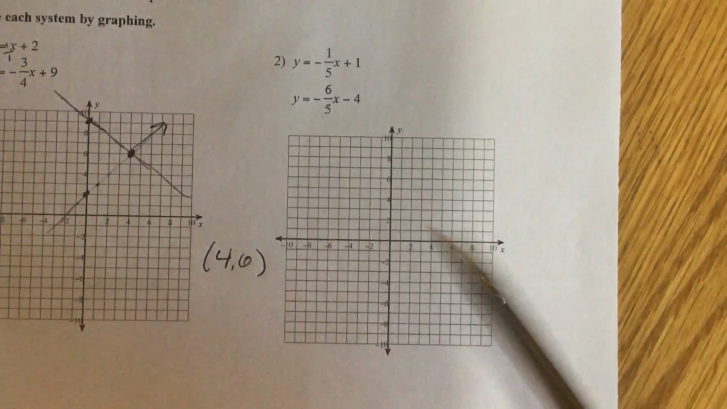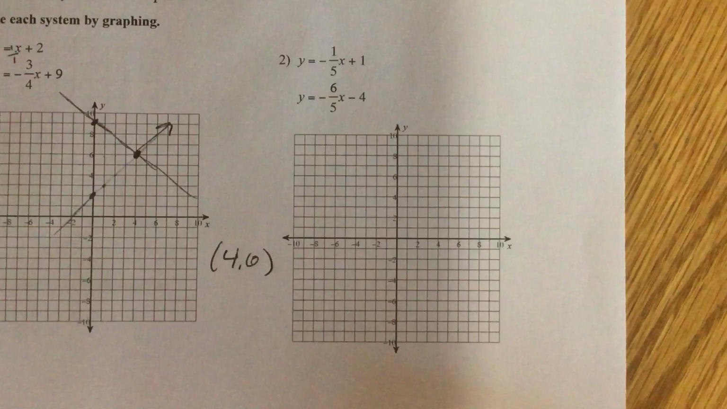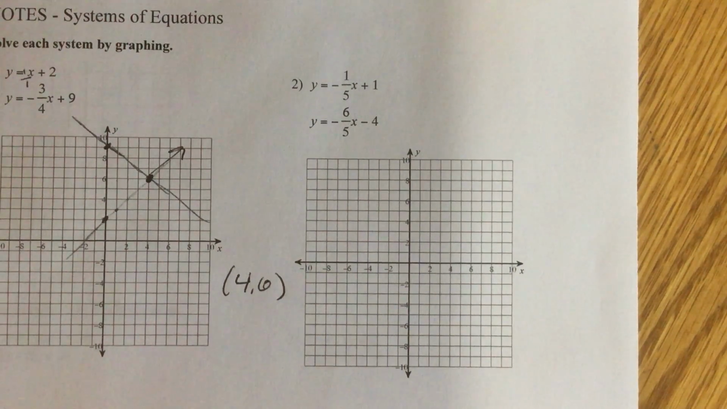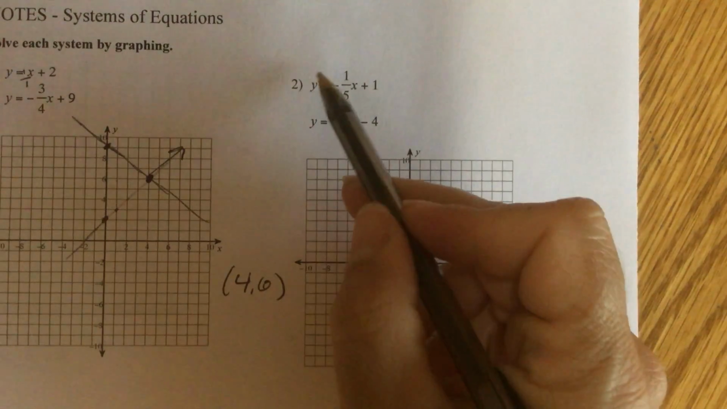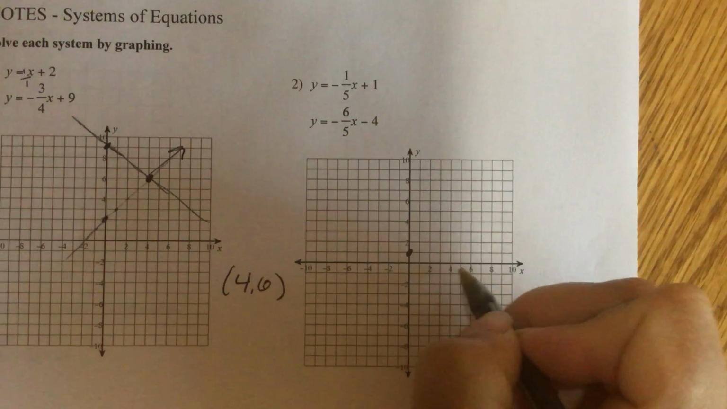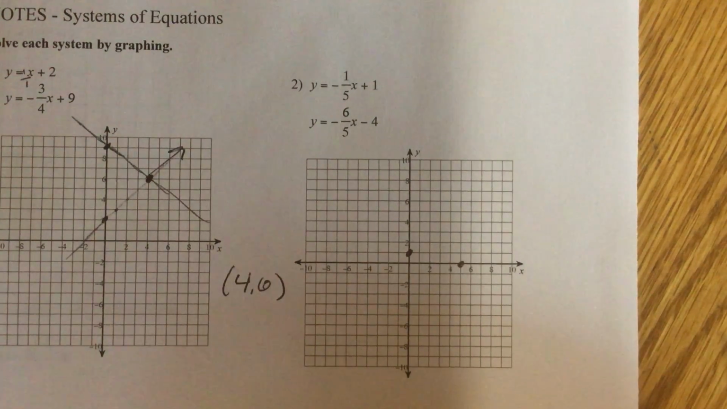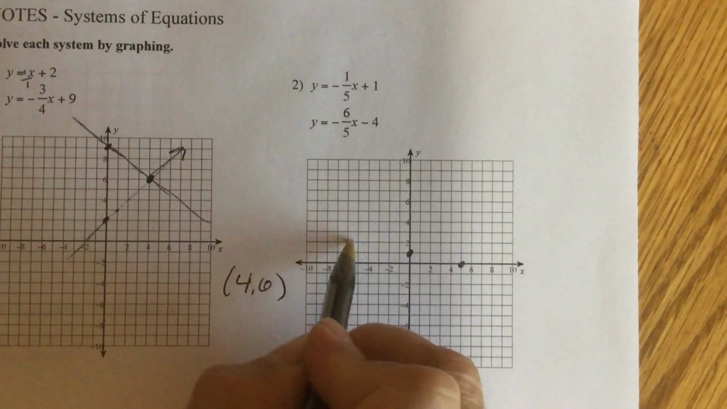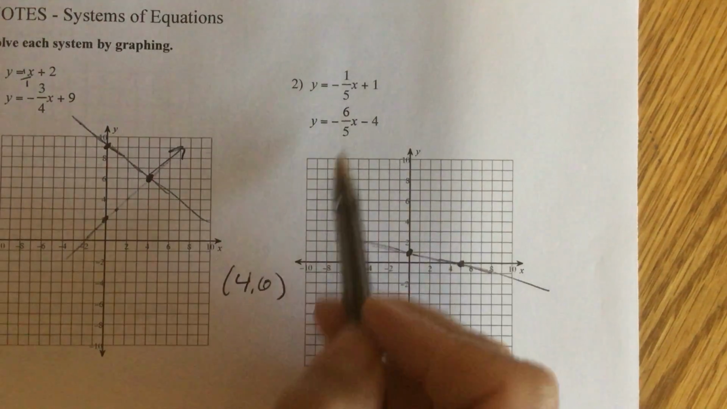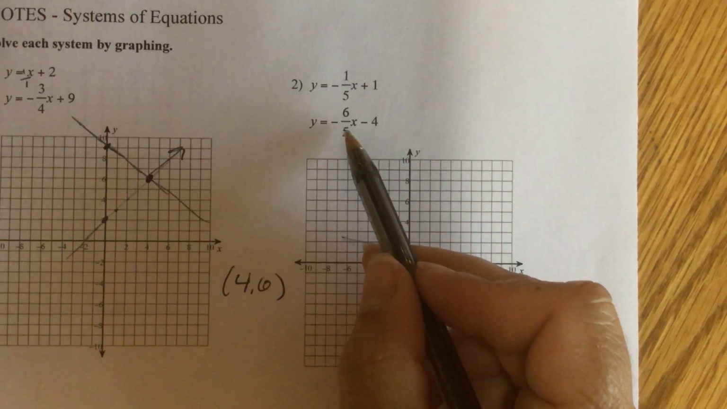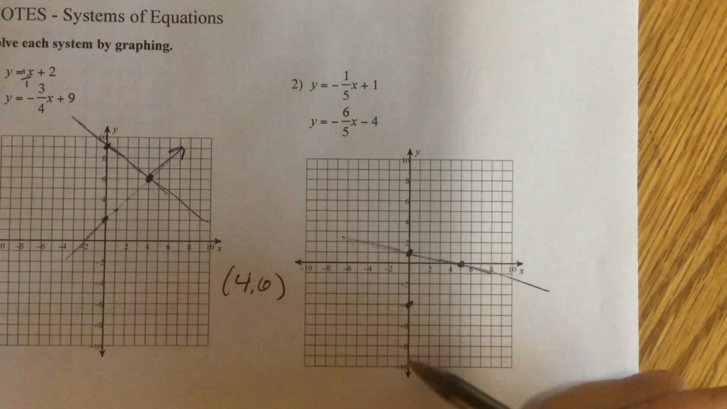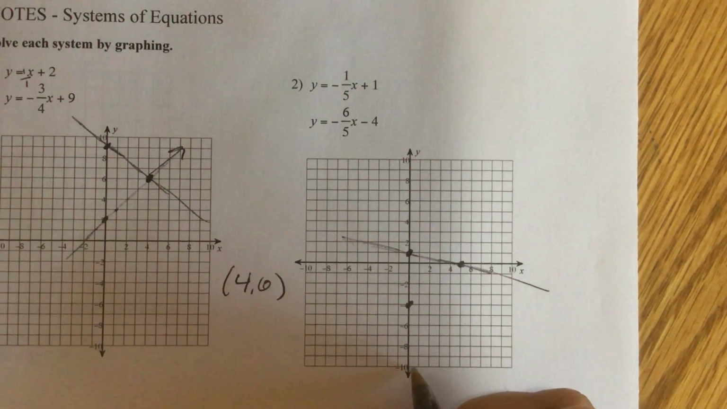Okay, so let's come over here and do this one. If you want to pause the video and work this example and then see if you get the same thing I get, that'd be great. So plus 1 goes up here. The slope is negative 1/5, so down 1 over 5, and I'm going to sketch that. This one is minus 4 for an intercept. It has a slope of negative 6 over 5, so I'm going to go down 6 to the right 5.